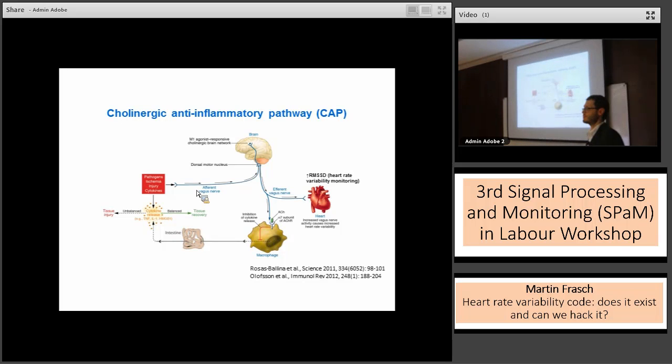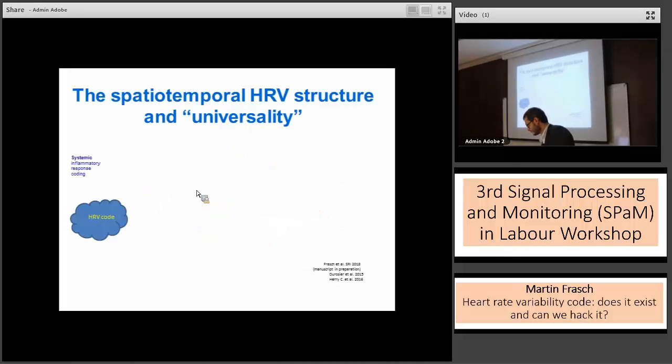So it's a reflex akin to the baroreceptor reflex, except it controls the inflammatory, basically the milieu interior of inflammation in the body. So fortuitously for us, the vagus nerve also innervates the sinus node of the heart, where we are capable of eavesdropping on that communication through analysis of heart rate variability.